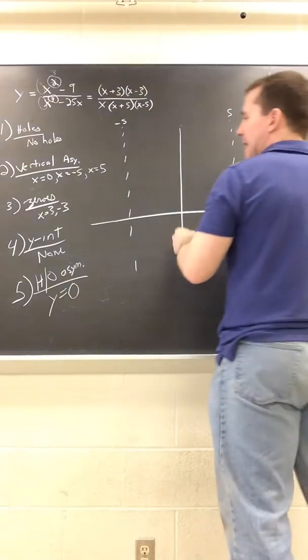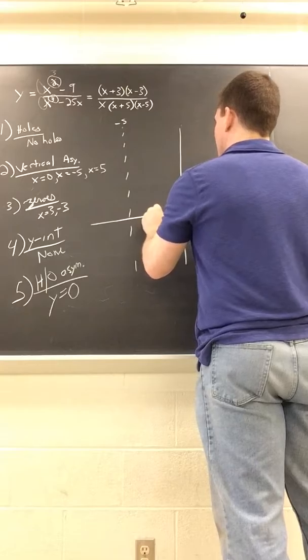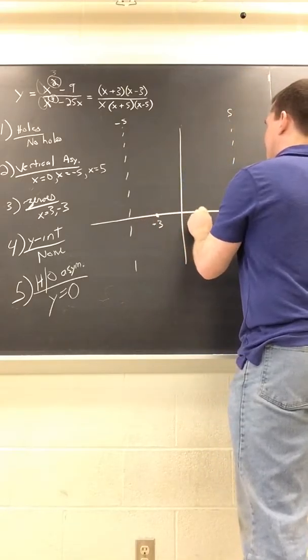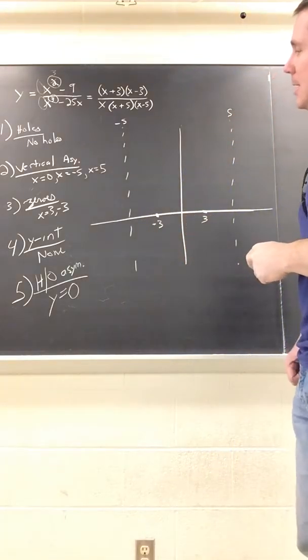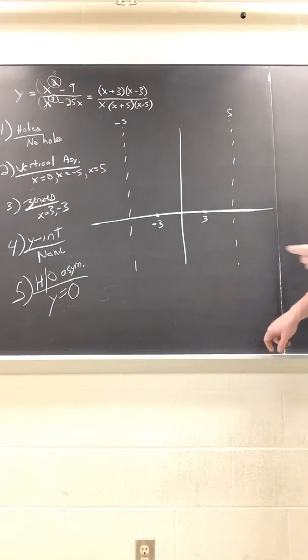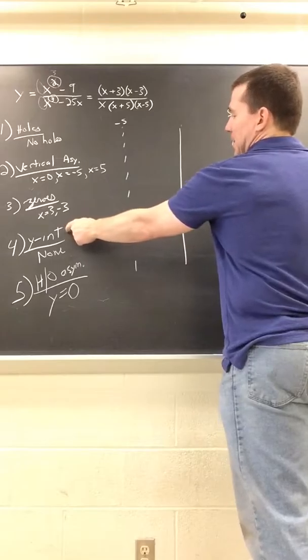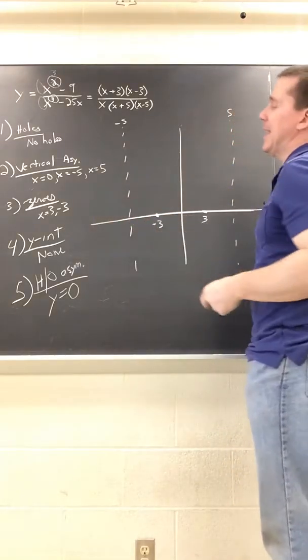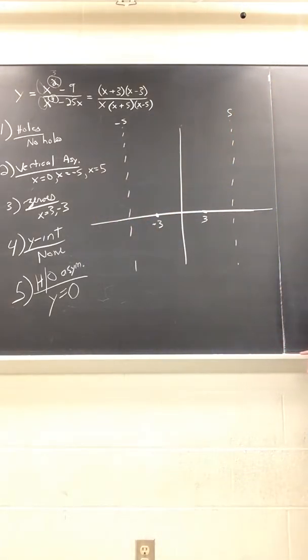We have zeros at 3 and -3, so we'll say that's -3. This is +3. We don't have a y-intercept, so we don't have to worry about that. And we have a horizontal asymptote at 0, which, much like this vertical one, is on the axis, so we can't see it, but we know it's there. And now we should be able to sketch the graph from there.